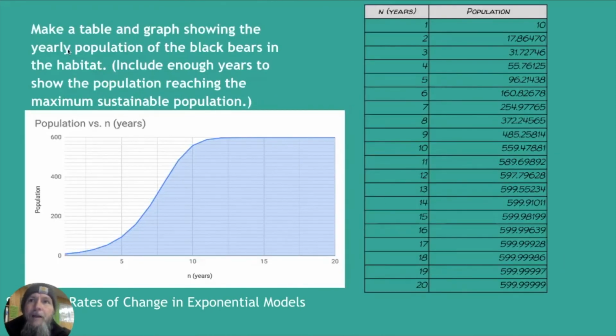Make a table and graph showing the yearly population. We start with 10, and every year we have growth. The first year we have almost 8 new bears. Then we have more new bears, a lot more new bears, and it gets to a point about 485, and all of a sudden it just plummets. The growth plummets because the limit of bears is preventing the bears from getting any more. There's so much competition, you can't have more than 600 bears. After that, they start to languish, and the population of bears goes down.